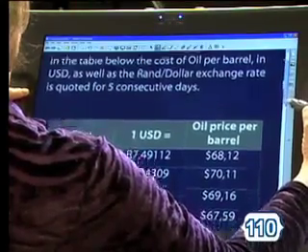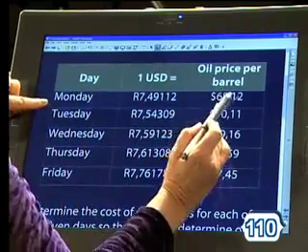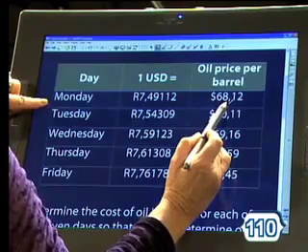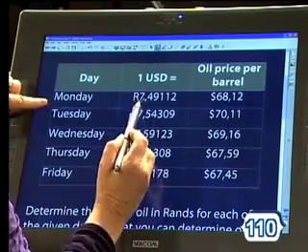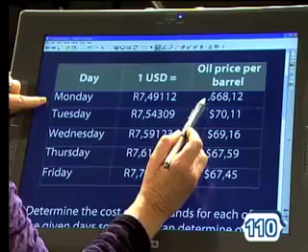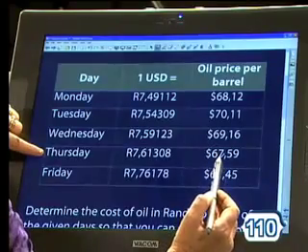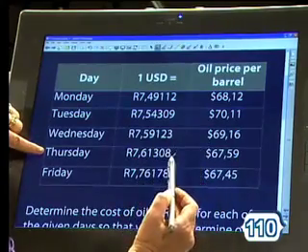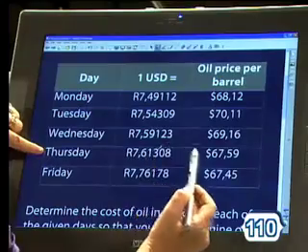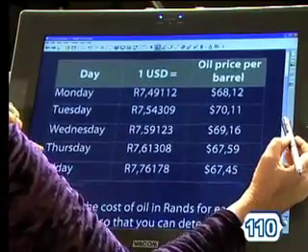All right, so let's just pick that up. On Monday, if we had to buy a barrel of oil, it would cost us $68.12. But the actual exchange rate on that day is 7 Rand 49 to the dollar. So if we take Thursday, for example, our oil price per barrel is going to be $67.59, but the conversion that we would use to change every dollar into a rand, vice versa, would be 7 Rand and 61 cents.